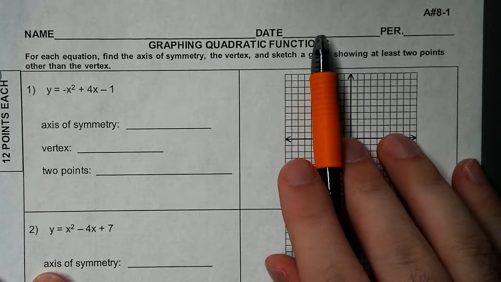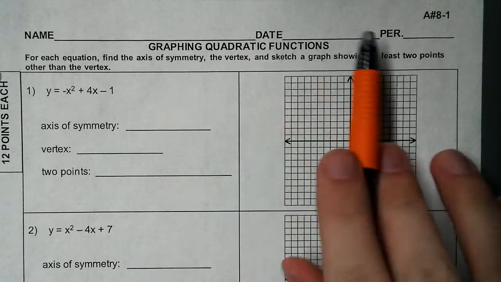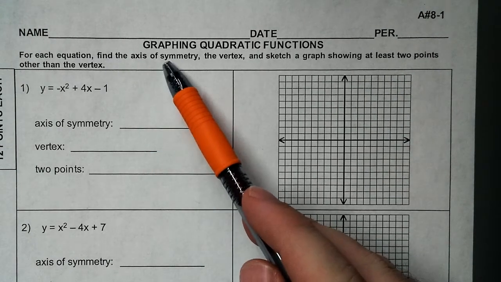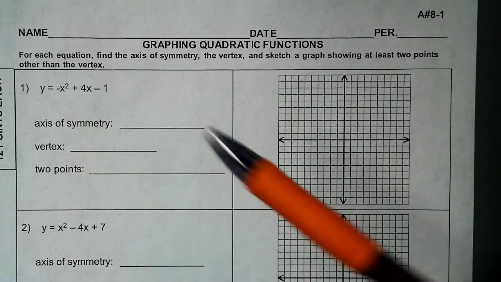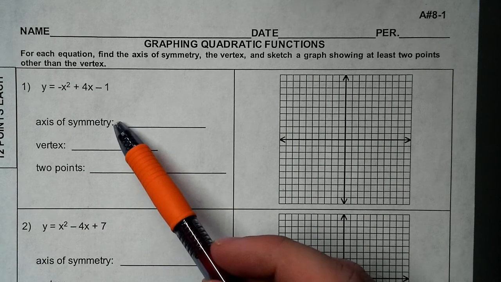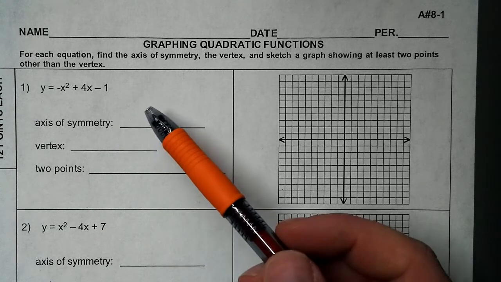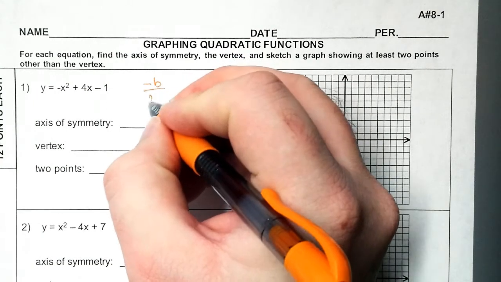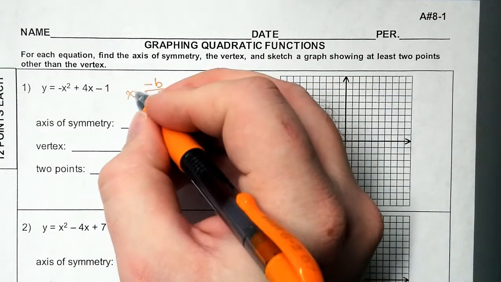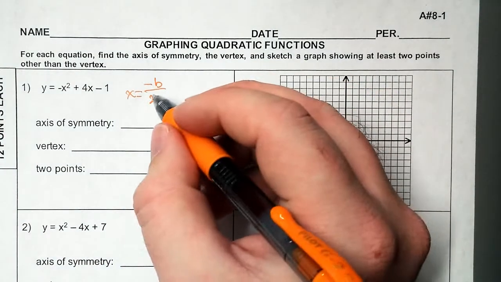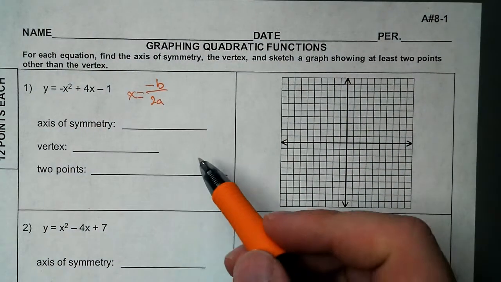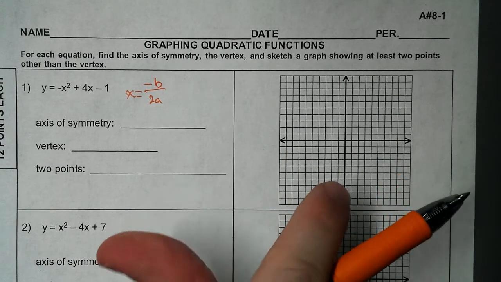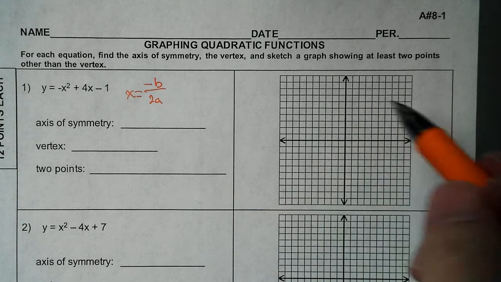All right, so this is the homework assignment. It says graphing quadratic functions, 8-1. Here's what you're going to do. Find the axis of symmetry, the vertex, and then sketch a graph with at least 2 points other than the vertex. So, for the axis of symmetry, remember, you're going to use your formula negative b over 2a. That'll give you your axis of symmetry. For your vertex, you plug in whatever that x is to get your y, and then 2 points. After you get your vertex, select an x value that's to the left, and then an x value that's to the right. That'll show where your curve is.